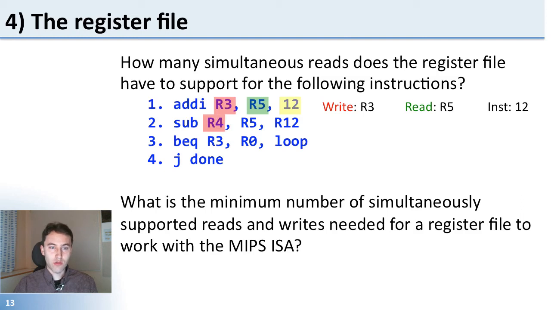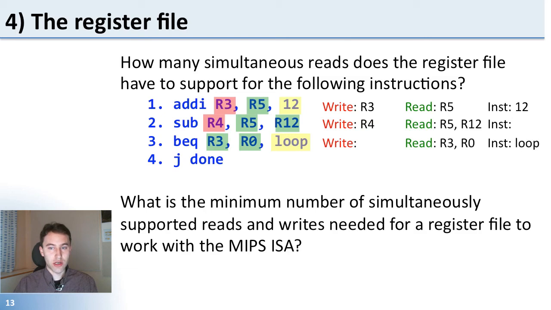For the subtract here, we're going to write to R4, and we're going to read from R5 and R12. Remember, we're subtracting R5 and R12 and storing the results in R4. So for this instruction, we're doing 1 write and 2 reads. For the branch, we're going to read R3 and we're going to read R0 because we need to compare them, and we're going to read the address of the loop to branch to, but this is from the immediate field in the instruction. So for this instruction, we're going to read 2 values and an immediate field from the instruction. Finally, for the jump done, all we need here is the immediate field from the instruction. So we don't need to read or write any registers.